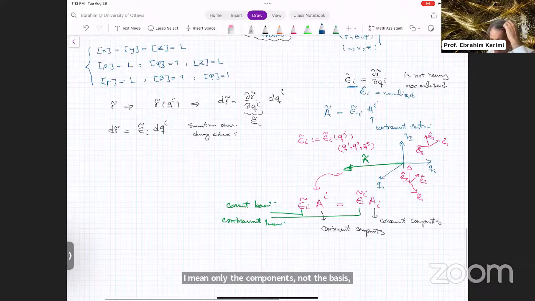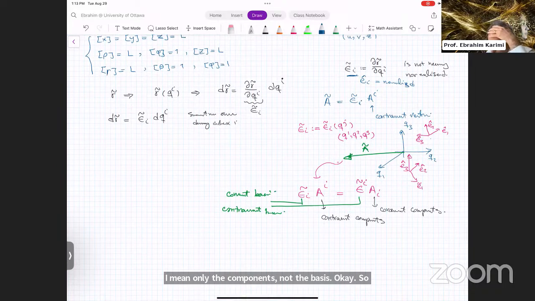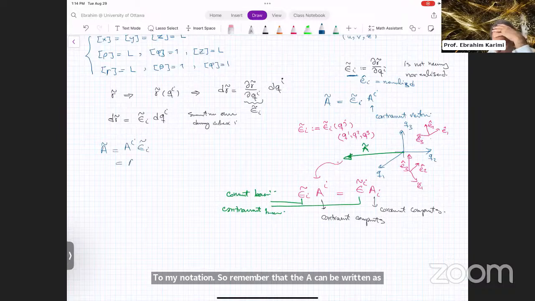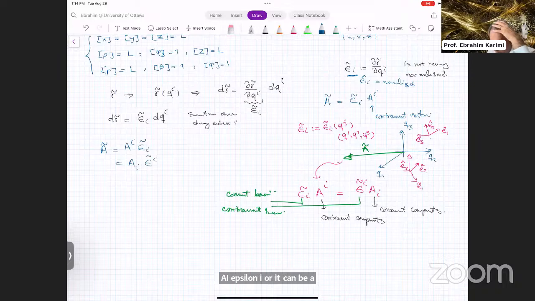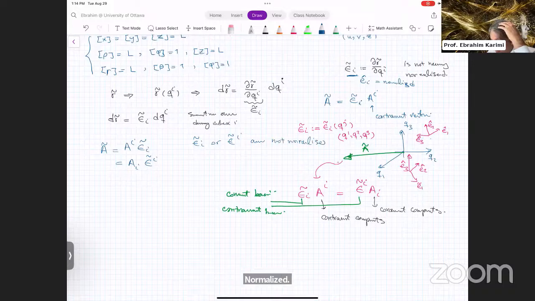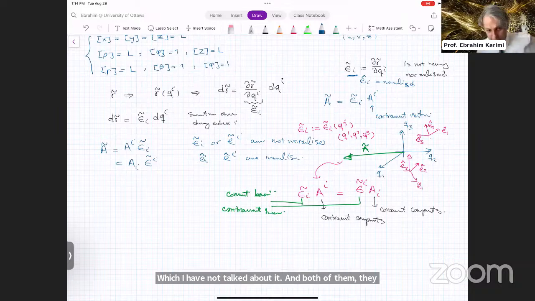So let's go back to my notation. Remember that A can be written as AI epsilon I, or as AI epsilon I, that's right. And again, note that epsilon I or epsilon I are not normalized. What is normalized? E I and E I are normalized, which I have not talked about. And both of them are functions of the coordinates, so they can change easily in space.